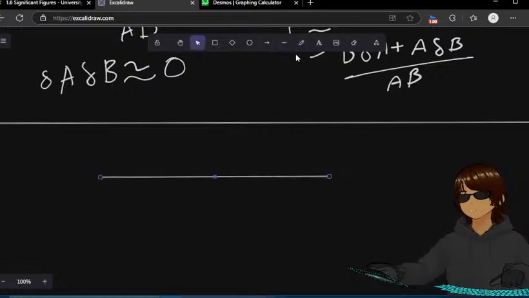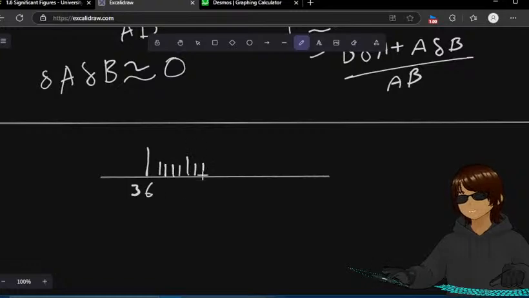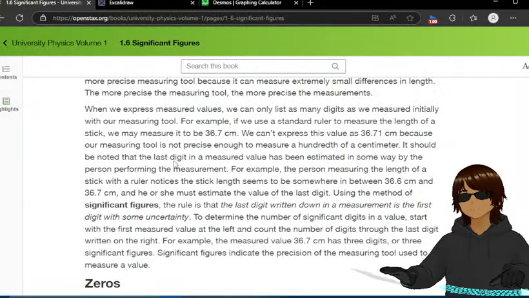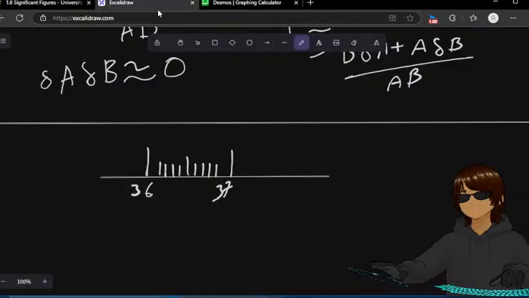We have a ruler. There's a mark over here. There's 36 over here. 1, 2, 3, 4, 5, 6, 7, 8, 9, 37. Right.